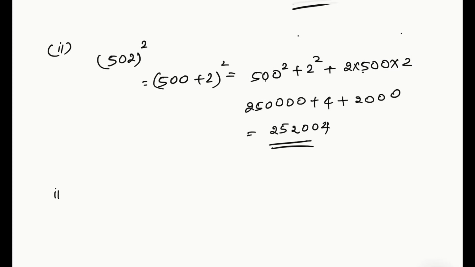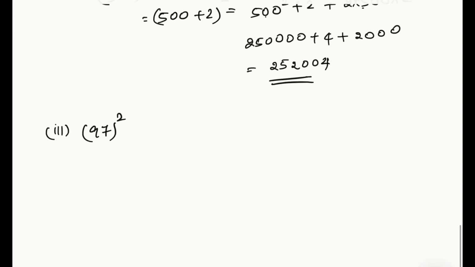Okay. So let me do the third one in a similar way. 97 square. When you get 97 square, how can I split it? I can split it as (100 minus 3) the whole square, that is equal to 100 square plus 3 square plus 2 into 100 into 3.